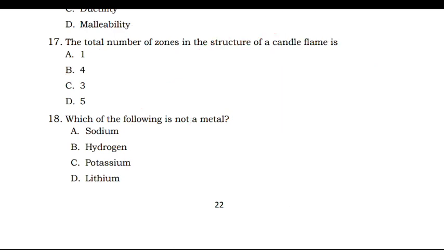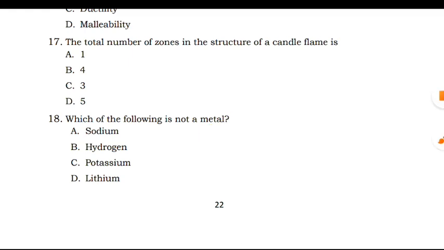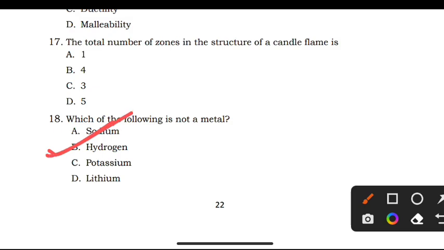Which of the following is not a metal? Sodium, hydrogen, potassium, lithium. So here, hydrogen is the non-metal because it is in the gaseous form and it does not have the properties of a metal like rigidity and malleability. You know that a metal is always a good conductor of electricity. It is hard, rigid, malleable and ductile. But hydrogen is none of these. So this is a non-metal.